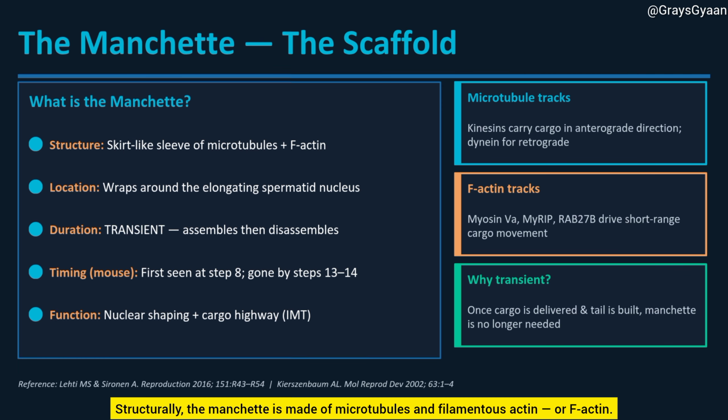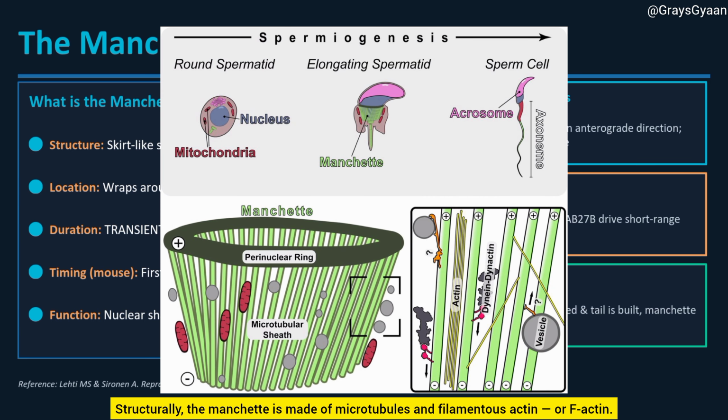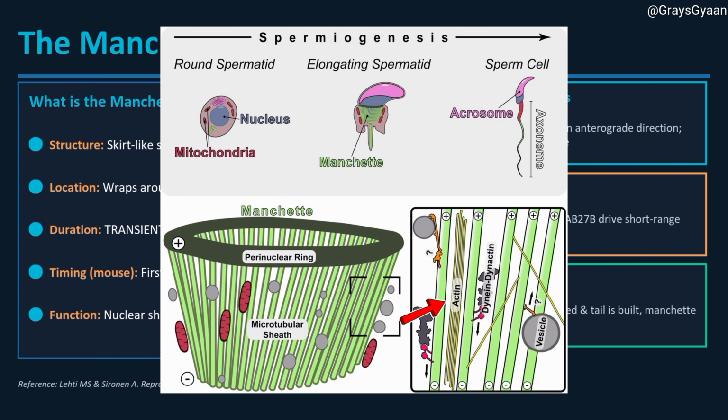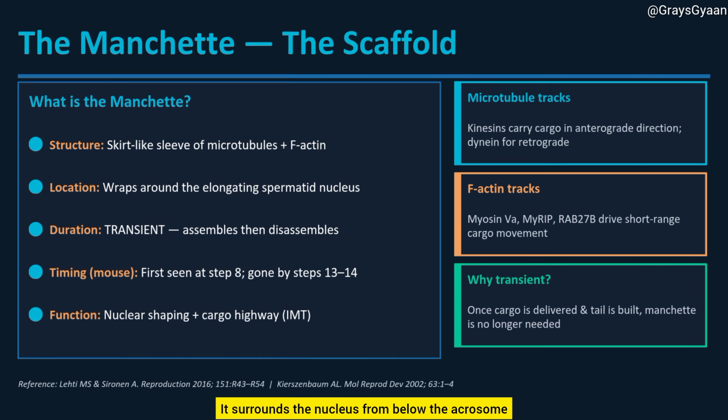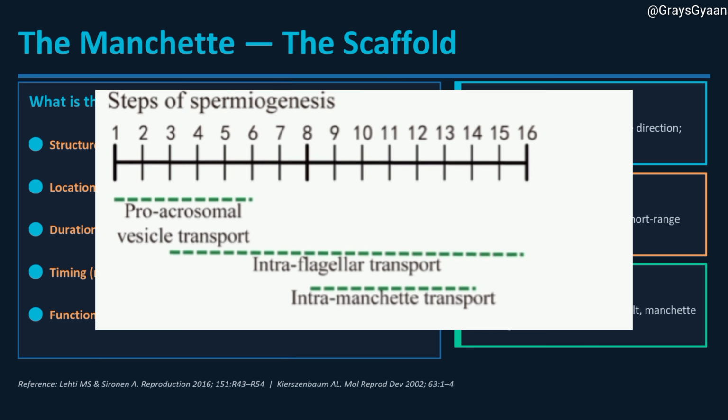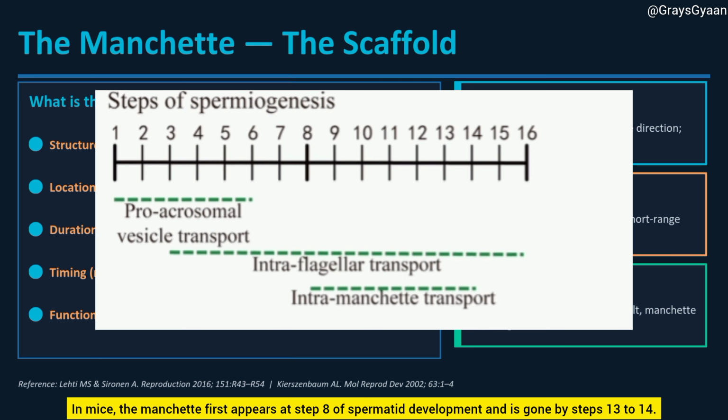Structurally, the manchette is made of microtubules and filamentous actin, or F-actin. It surrounds the nucleus from below the acrosome and extends downward. The most important characteristic of the manchette is that it is transient, meaning it is temporary. It assembles, does its job, and then completely disassembles. In mice, the manchette first appears at step 8 of spermatid development, and is gone by steps 13 to 14.